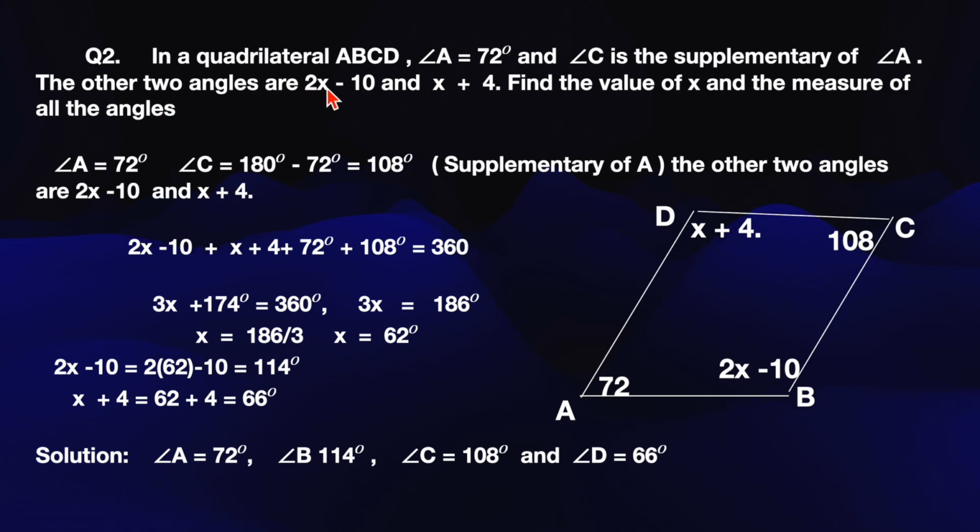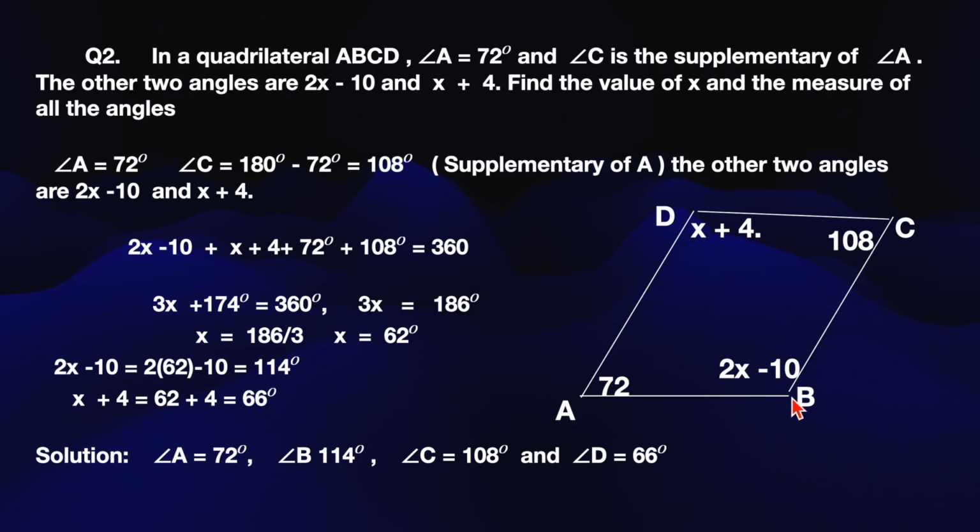Okay. In a quadrilateral ABCD, angle A is equal to 72 degree. C is supplementary of A. That means what? Supplementary angles we learnt in the first exercise, that their sum will be equal to 180. So if this is 72, then this angle is 180 minus 72. That is 108. Okay. So we found one angle, angle C. The other two angles are 2x minus 10 and x plus 4. Find the value of x and the measure of the angles.